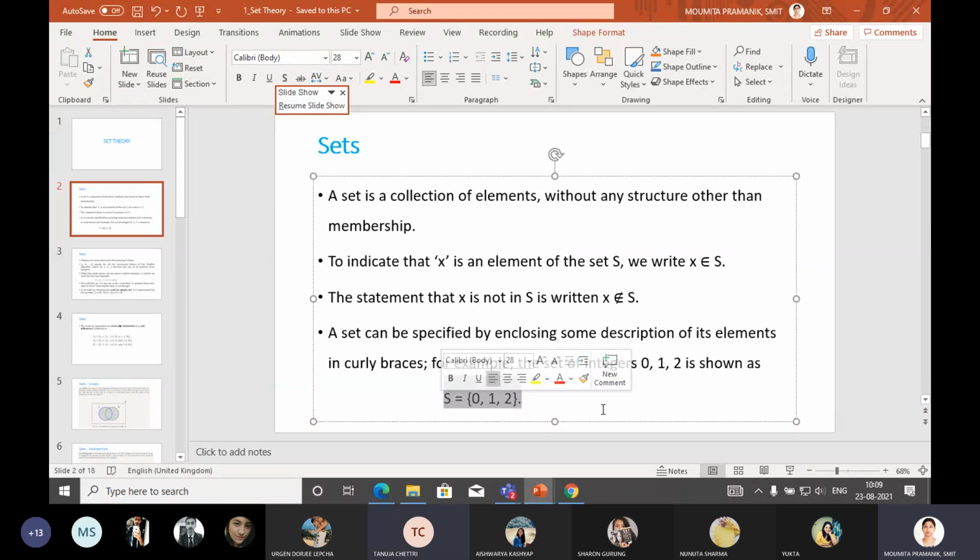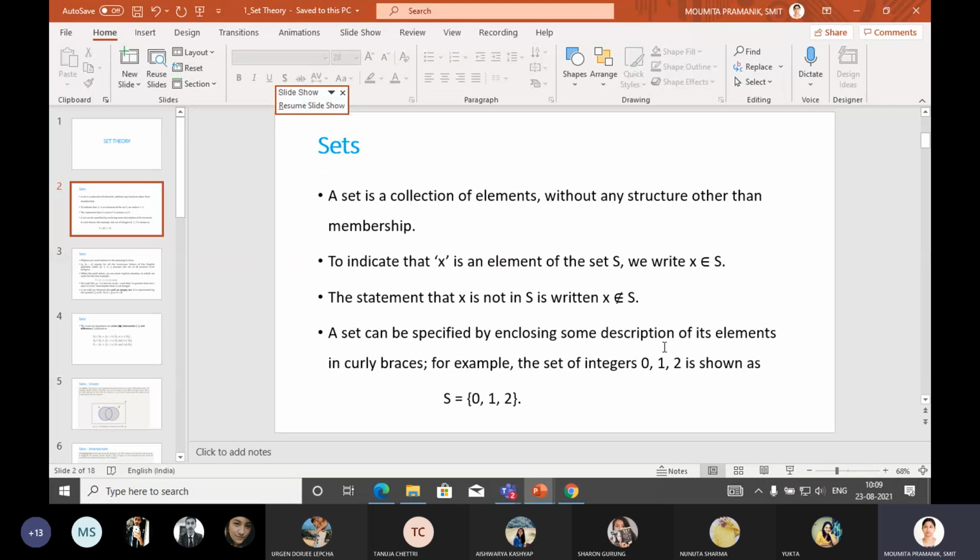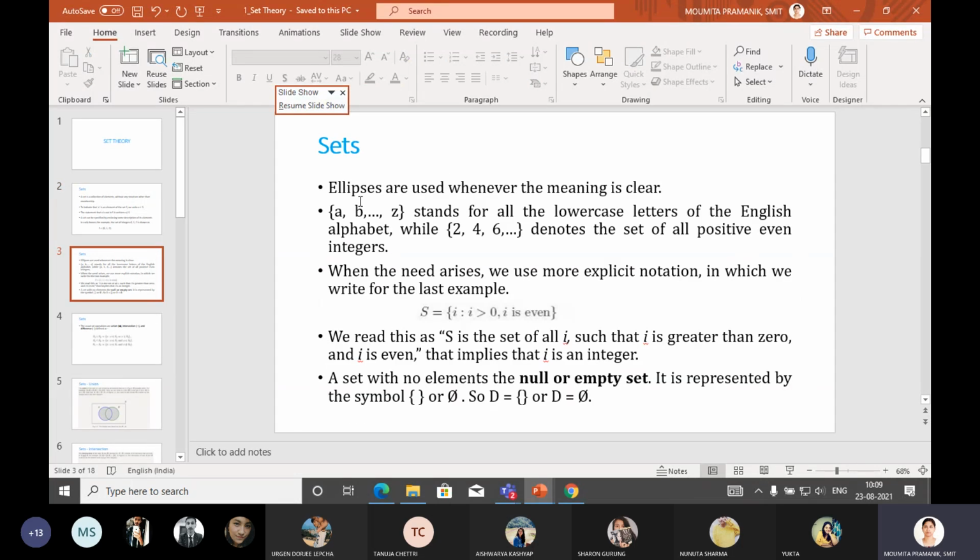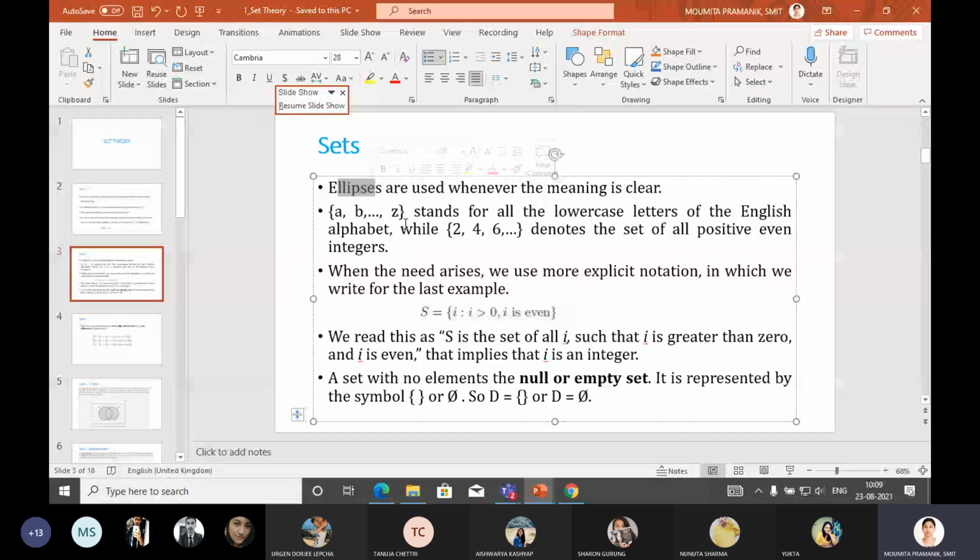Yes, ma'am. Okay, so we can define the state as a collection of integer numbers inside the curly braces. Next, we can use the ellipsis also. We can use the ellipsis only when there is a clear meaning of what the state represents. If you notice here, we are using the ellipsis: a, b, c, then dot dot dot and z. Here it is a clear meaning that we try to mention a, b, c, d, e, f, all the alphabet till z.